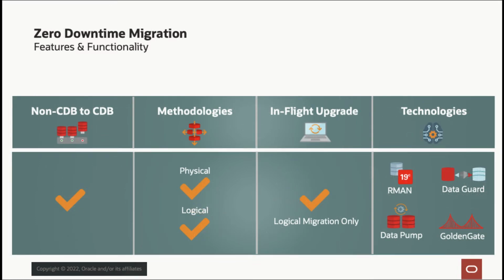Now, when you're using ZDM to migrate your databases to the cloud or to Exadata on premises, you can do non-CDB to CDB conversion. That happens both for the physical and the logical workflow. We have, as mentioned before, two different methodologies, physical and logical. You can also perform an in-flight upgrade, so moving the database from 11.2.0.4 to 19c, for example, from on-prem to the cloud. This is, of course, only available on the logical workflow, not via physical migration. And there are several technologies that we use. So for physical migration, we rely on RMAN and Data Guard, and for logical migration, we rely on Data Pump and Golden Gate.